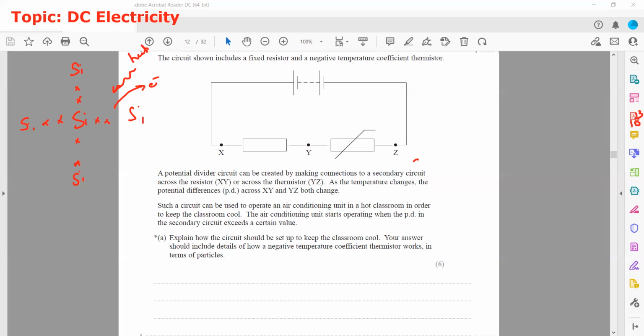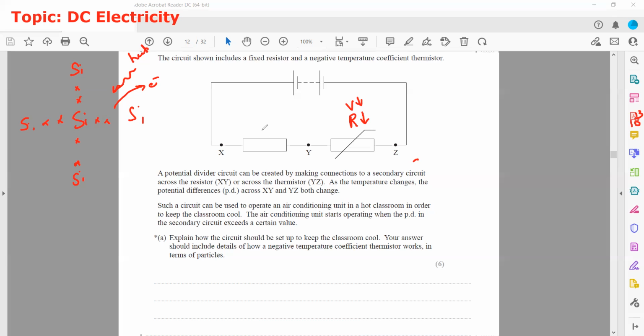So when the temperature is high, more heat energy is there, so the number of conduction electrons in the thermistor will increase. And as there are more conduction electrons at high temperature, the resistance of the thermistor decreases. If the resistance of the thermistor decreases, because this is a potential divider circuit, then at high temperature the voltage across the thermistor will also decrease.